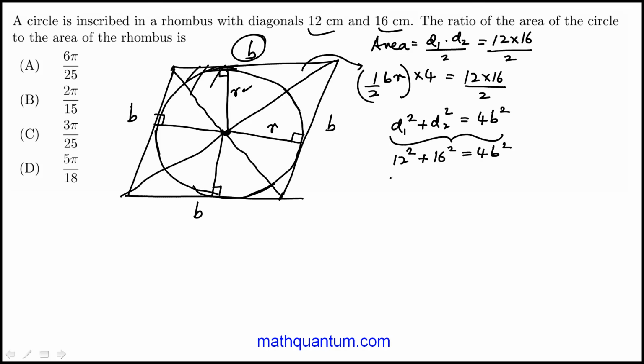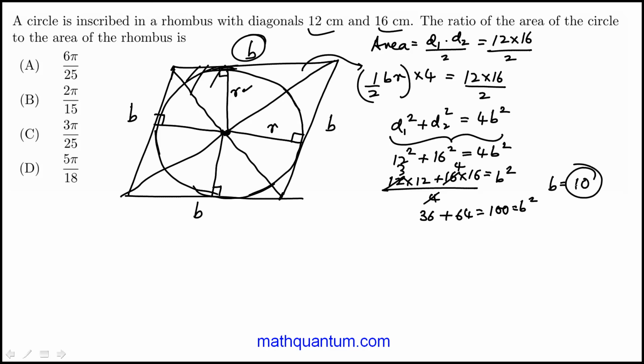And this becomes 12 times 12. Let me just write it down. I mean, you can certainly use a calculator here. So this is 3, 4, so 36 plus 64 is 100, which means b is 10.